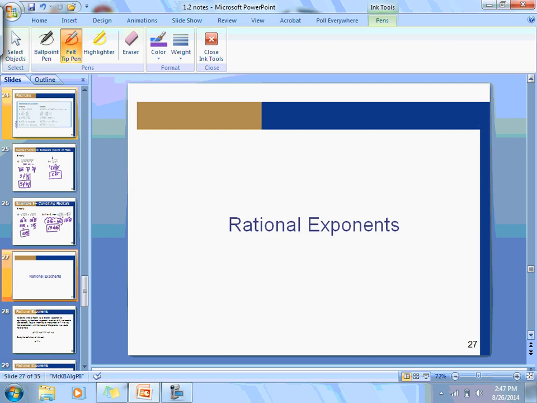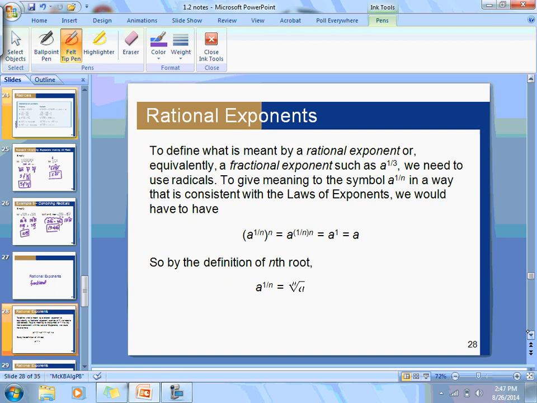Okay, now we're going to talk about rational exponents, or fractional exponents. That's what rational means. And this can be a little scary. To define what is meant by a rational exponent, a fractional exponent, such as 1/3, we need to use radicals. So there's a connection between taking a square root and a fractional exponent.